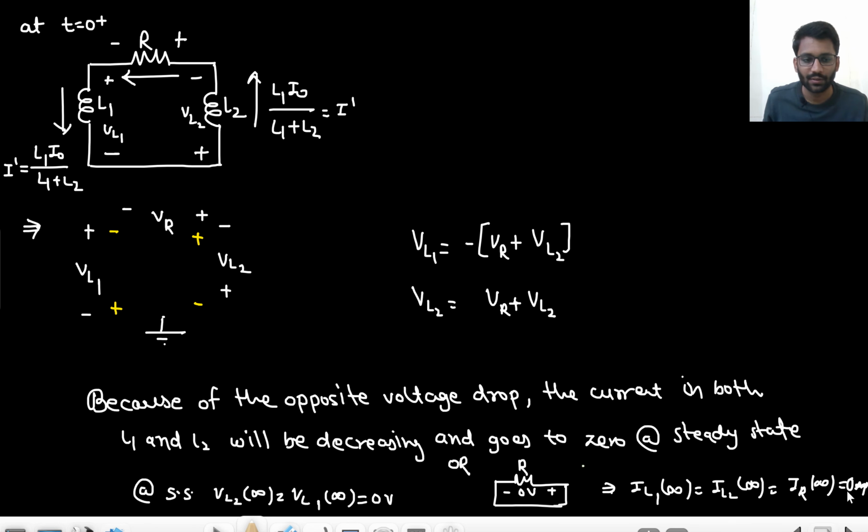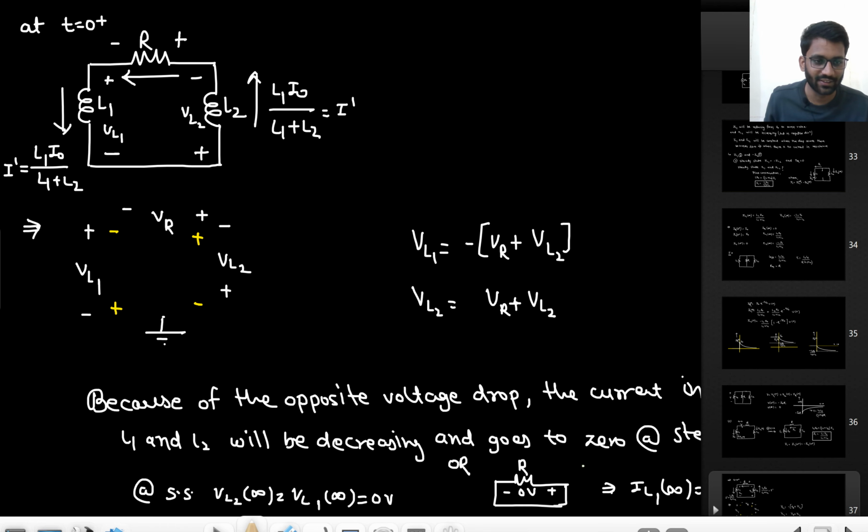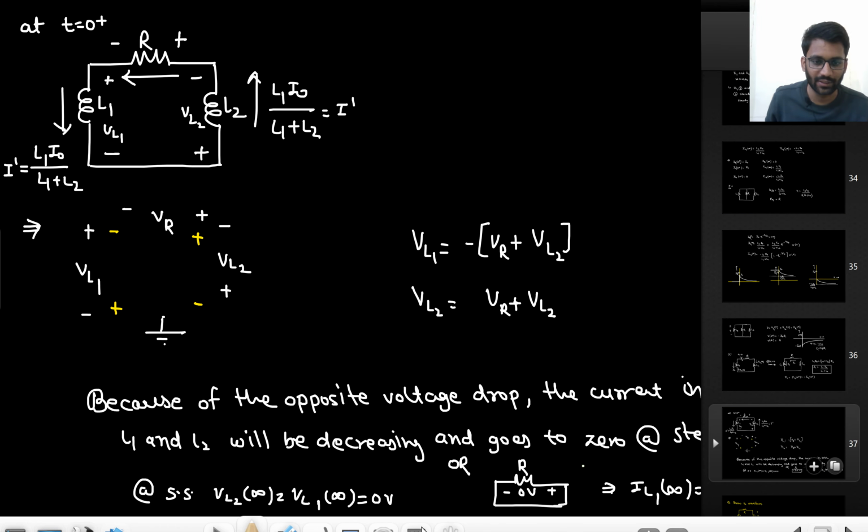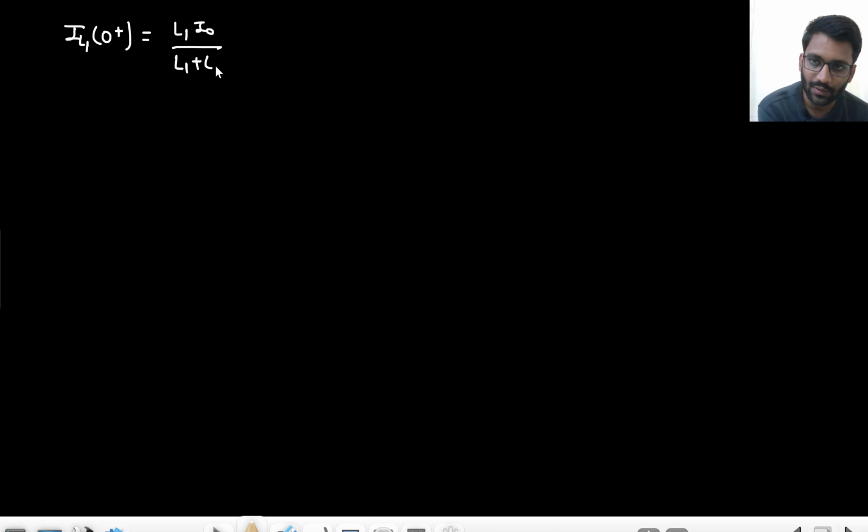So I hope I will be able to add just one more page, because the maximum limit here is 50 pages only. So what about IL1? IL1 at t equals 0 plus was Li naught upon L1 plus L2, and at steady state all goes down to 0.